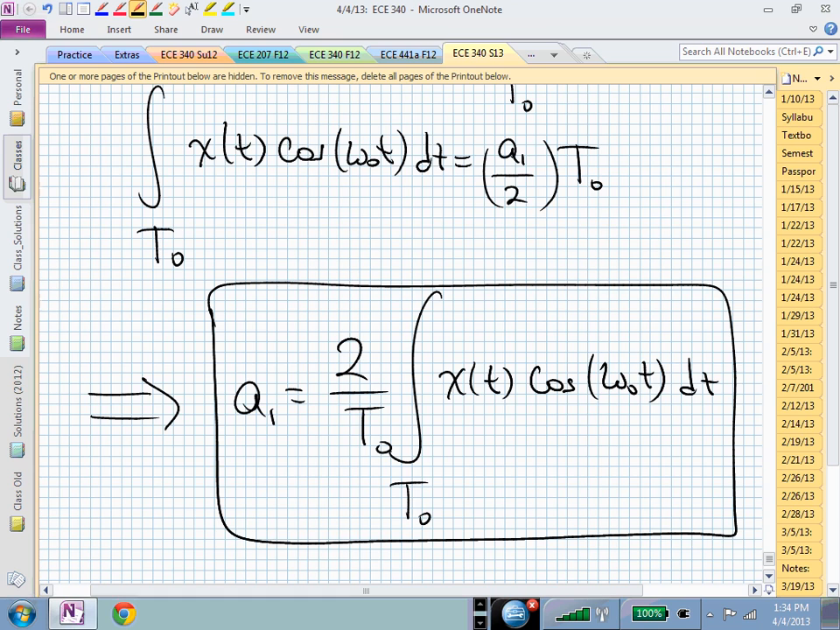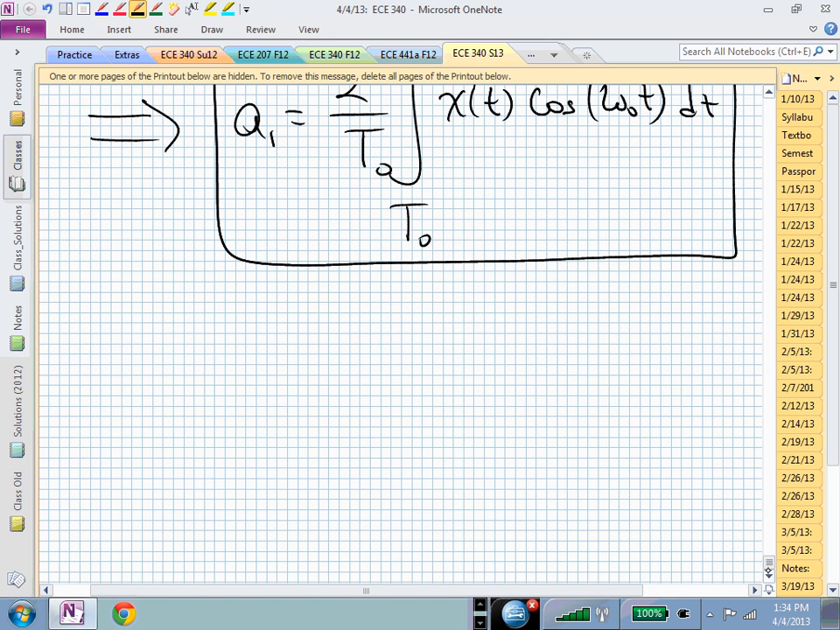Now you can continue to do this and you will find that you will get general expressions for the a's and the b's. So if you wanted a sub 2, you will now multiply x of t times cosine of 2 omega naught t and find that expression and then scale it by 2 over T naught, and that will give you a sub 2. A sub 3 is the same structure.